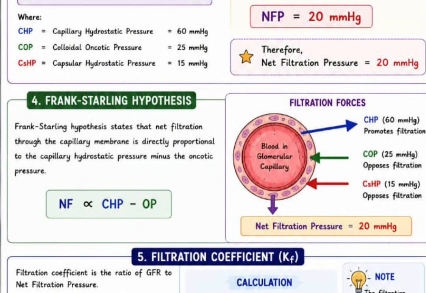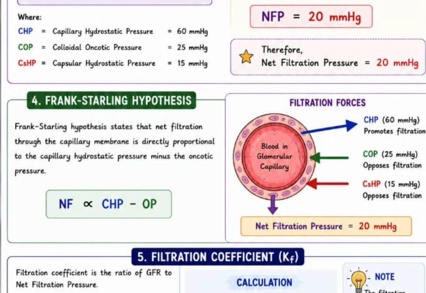Like I said, always remember, the net filtration pressure is directly proportional to the capillary hydrostatic pressure, because if you increase the capillary hydrostatic pressure, you are increasing the net filtration pressure. But when you increase the oncotic pressure, what are you doing? You are decreasing the net filtration pressure. So the Frank-Starling hypothesis is a very, very important hypothesis.